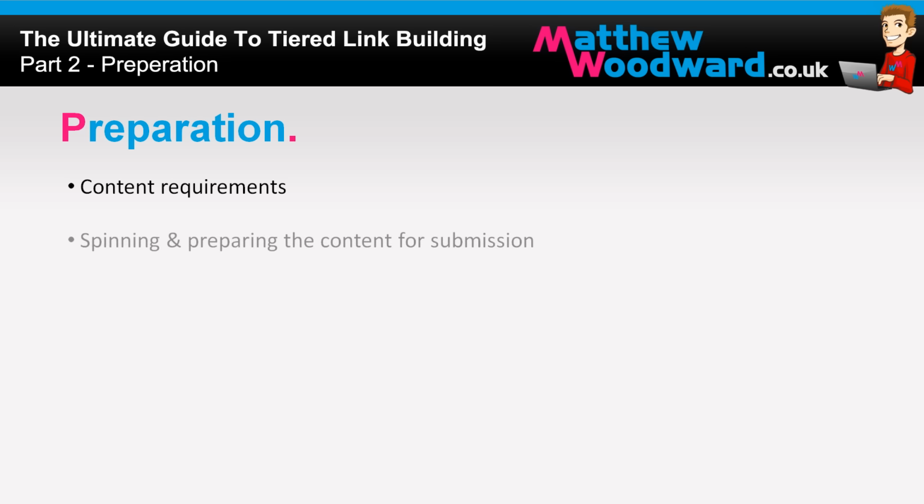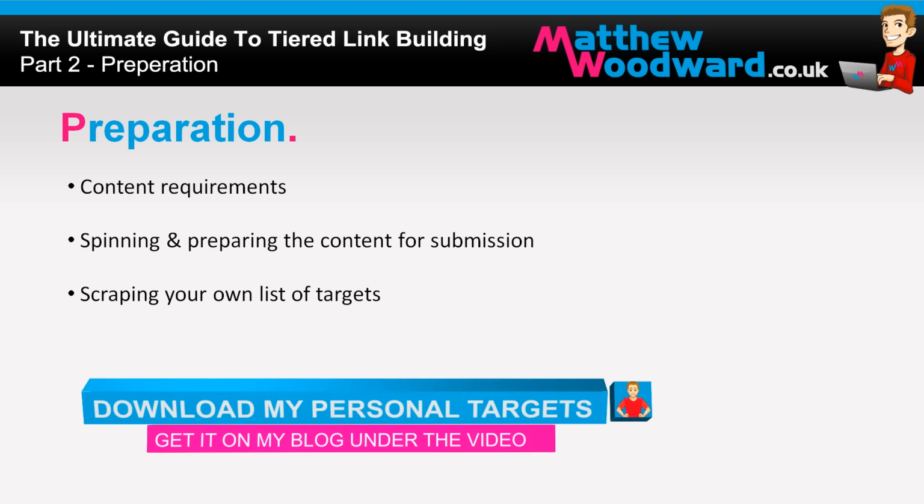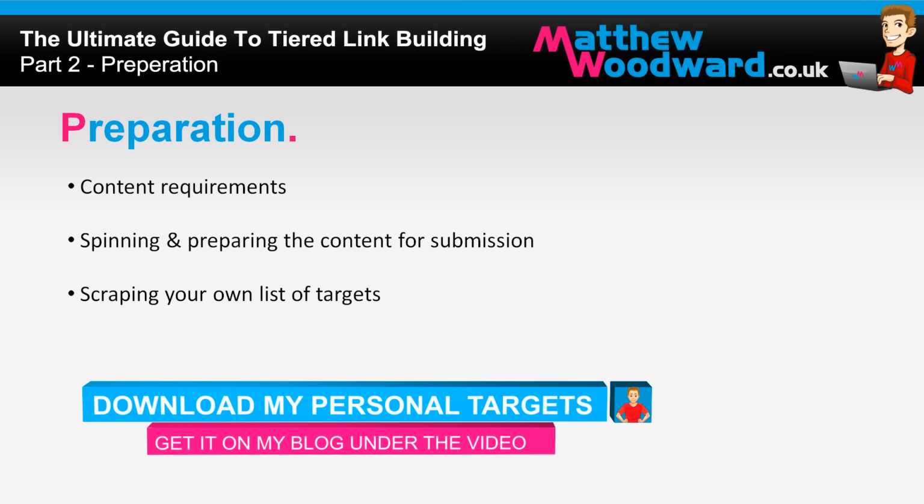Before starting any link building campaign, I like to map out exactly what I'll need and get everything prepared. This makes building the actual campaign very quick and easy. First of all, we need to get some base content for the campaign. Then we need to spin it and prepare it all properly. And most importantly, we need to scrape a list of target sites to post to. This is a very important step that most people don't bother with, but it is critical to your success.